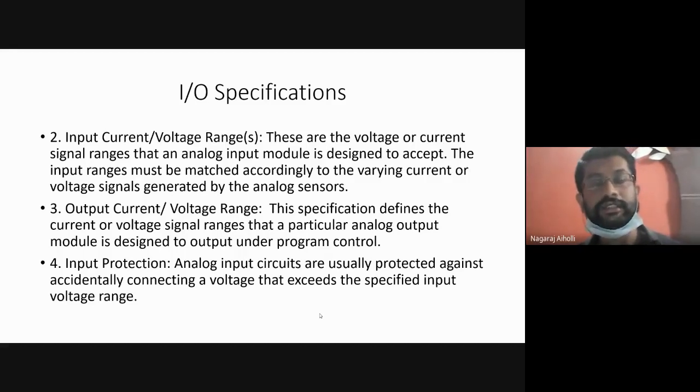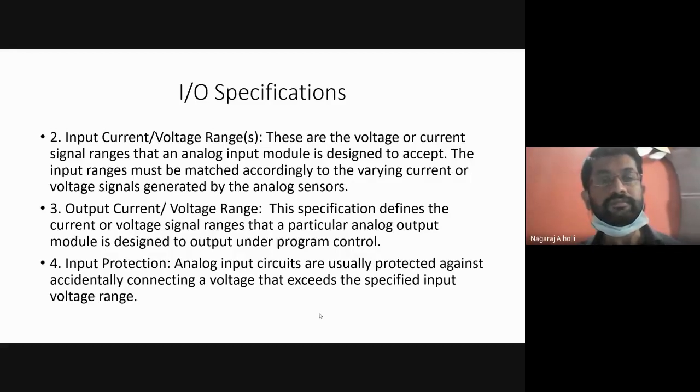If it is sending a certain voltage signal to the field device, it is called the voltage range. Input protection, the same thing. If there is any excess voltage or excess current on the input side of the circuit, then there should be certain protection against it. To provide protection against that excess current, we have to use protective devices such as a fuse or some other current limiting devices, so that it is protected from the excess current.